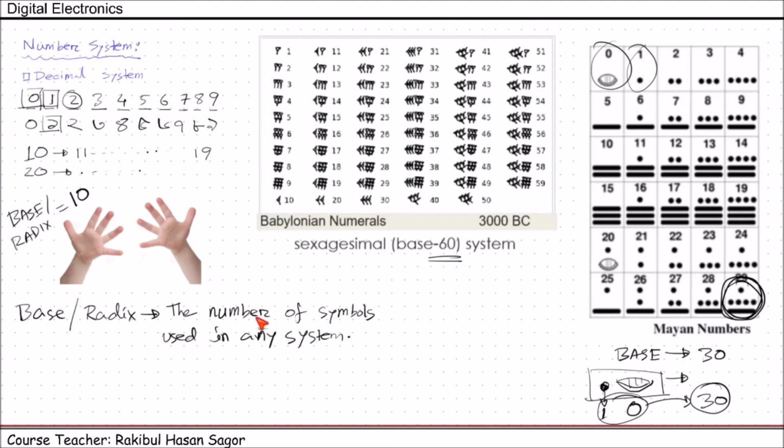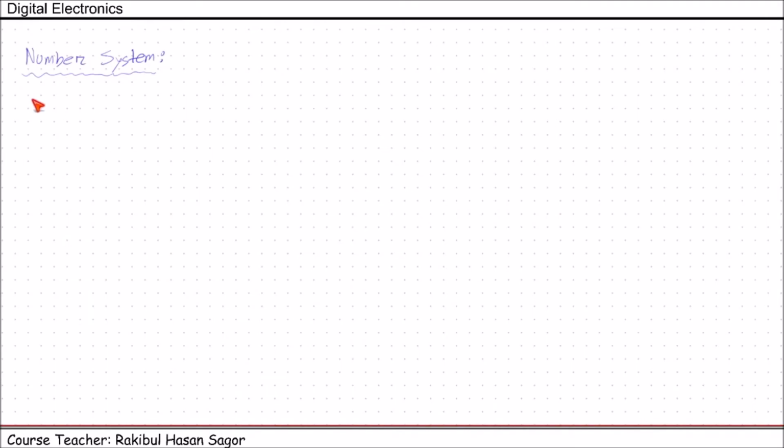So this is the brief history of the number system that was used by the common human being, and currently the whole world is using this decimal system, which has base or radix equal to 10. So we have come to know about the most common number system used by human beings, that is the decimal system, and it has base equal to 10.